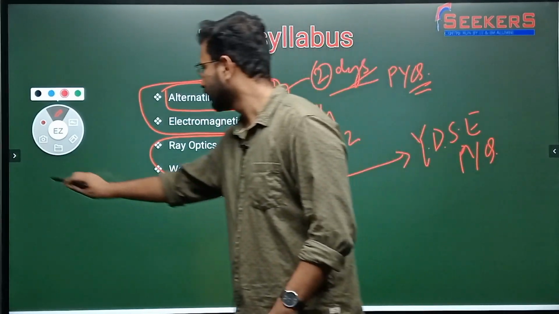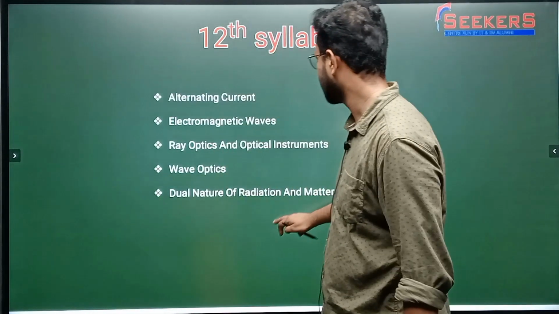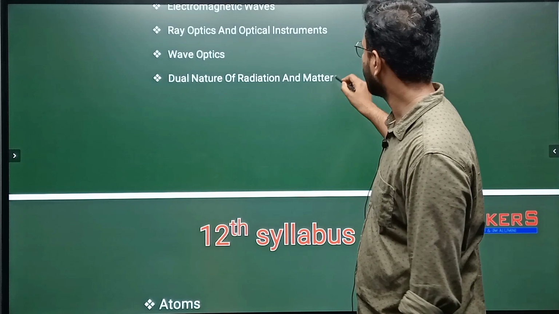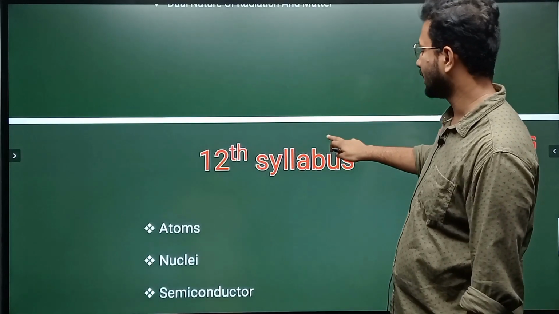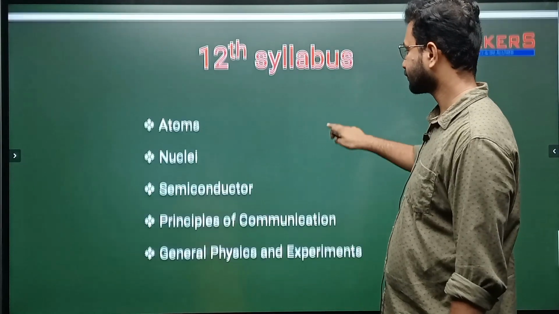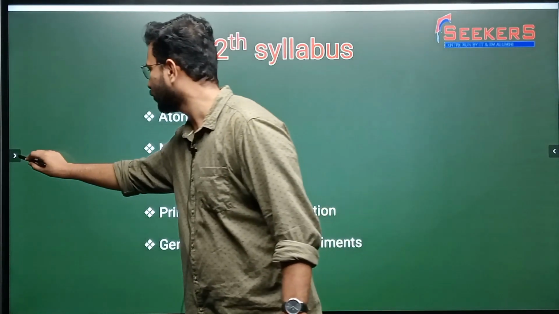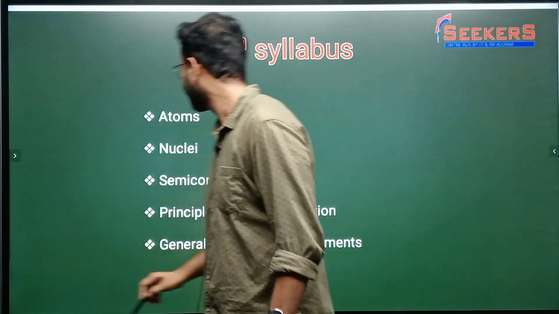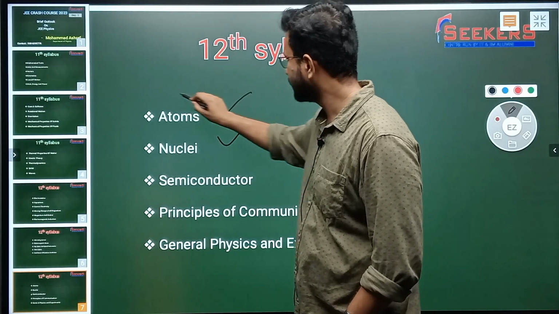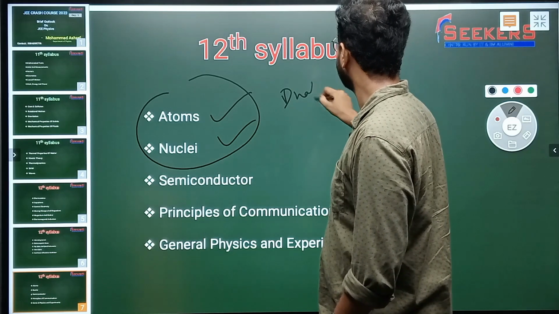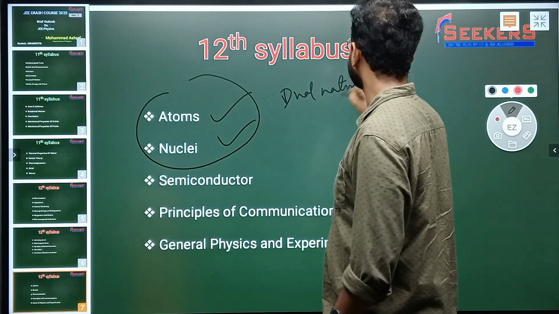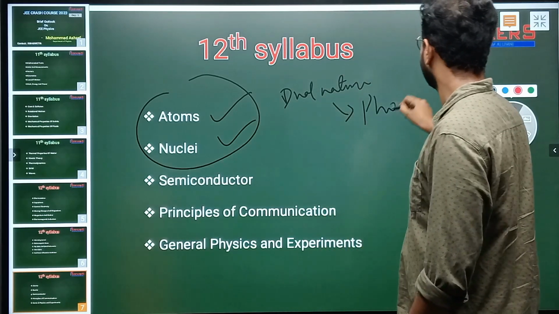Coming to modern physics. In modern physics, we have dual nature of radiation and matter, then atoms, nuclei, and semiconductors. In dual nature, the important topic is the photoelectric effect.